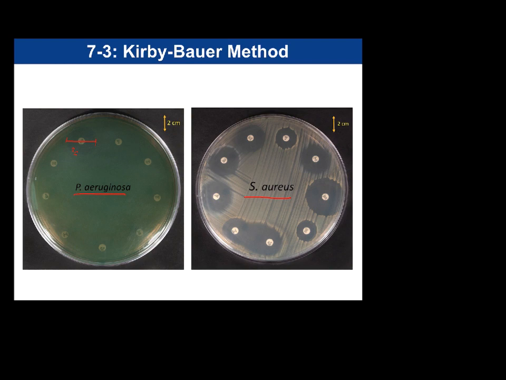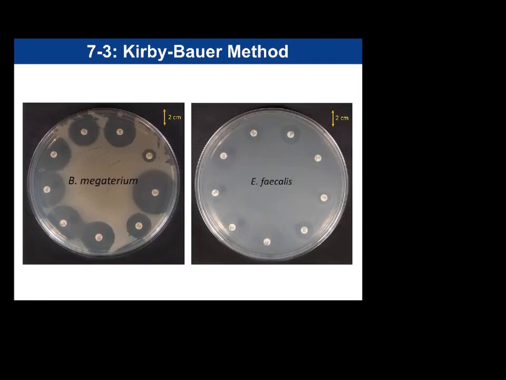Staph aureus has some interesting things happening. You can notice that Staph aureus, or at least our strain of Staph, has a zone of inhibition for all of our antibiotics. And then there's something interesting happening down here, which we'll talk about later in the lecture. But Staph, you can see how it responded there. Here's Bacillus megaterium and Enterococcus faecalis. Both of these are gram-positives, as well as Staph aureus.